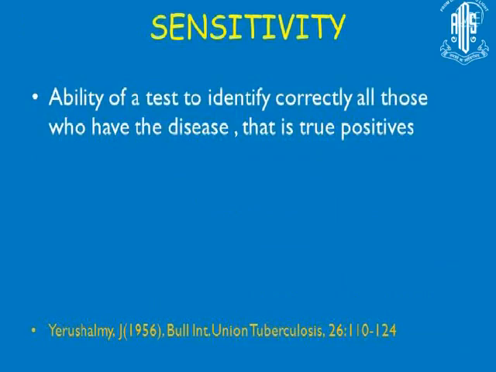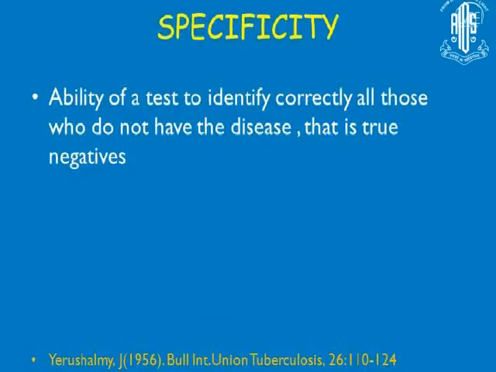Now we move on to sensitivity. It is the ability of any test to correctly identify all of those people who have a disease. That is an inherent capability of any test to identify the true positives. That is the test sensitivity. Specificity is the ability of any test to correctly identify all those who do not have the disease, or what we mean by true negatives.